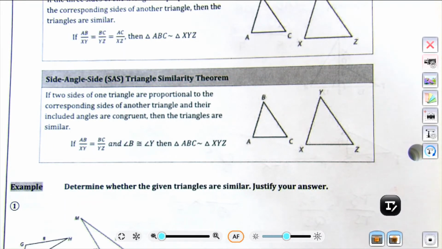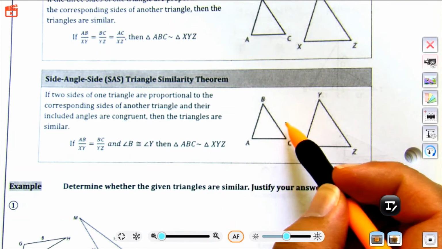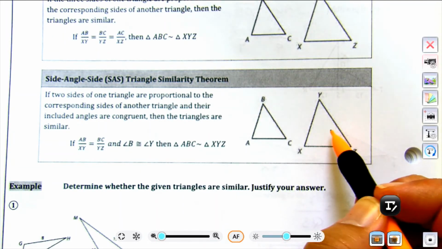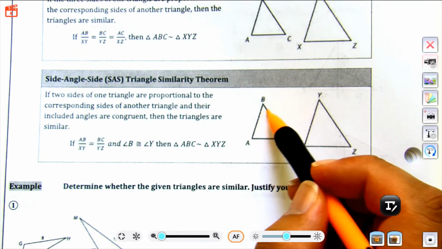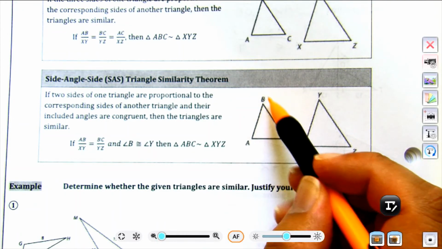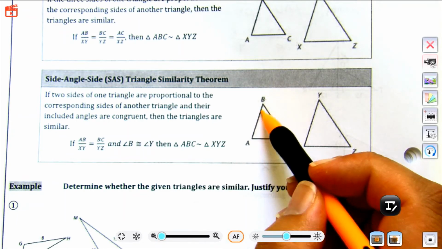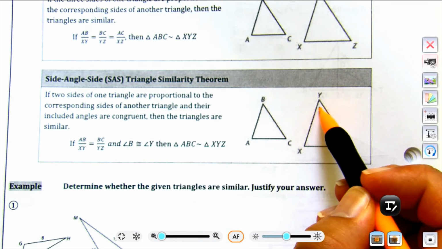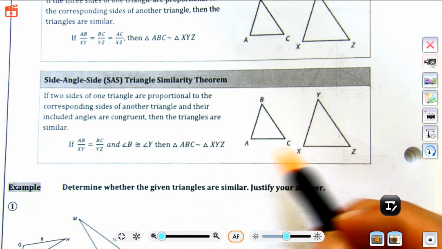So let's pick two sides. If we know AB over XY and BC over YZ are proportional, and if we know the included angle, the angle in between the two sides, is congruent, so if angle B is congruent to angle Y, then you could use this theorem to prove that triangle ABC is similar to triangle XYZ.